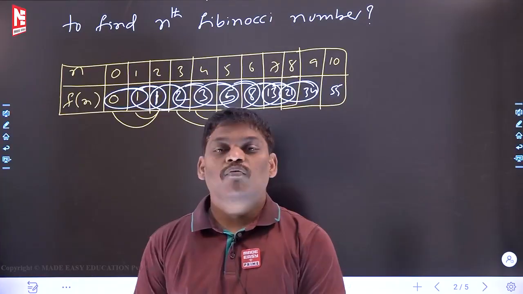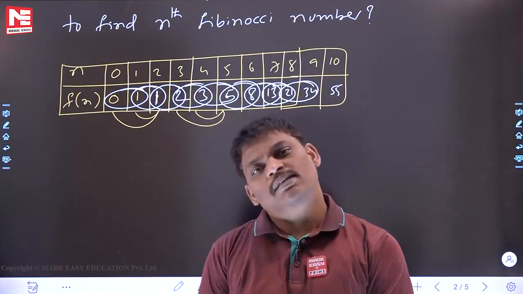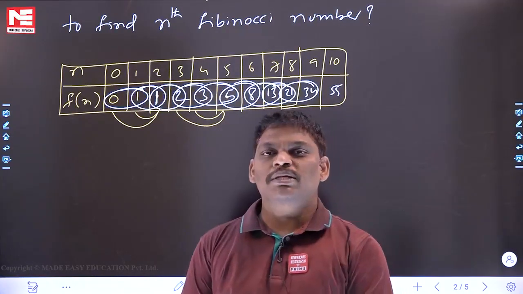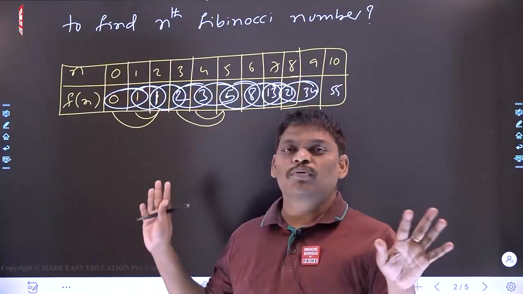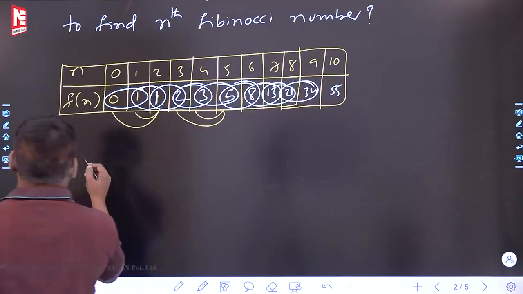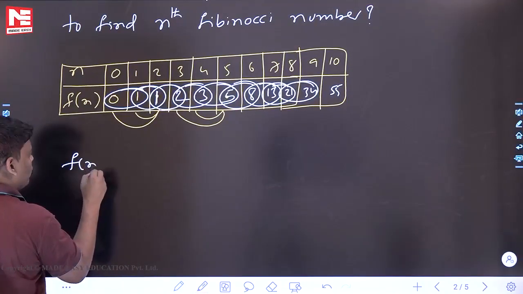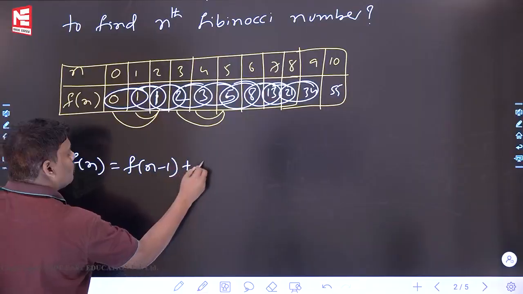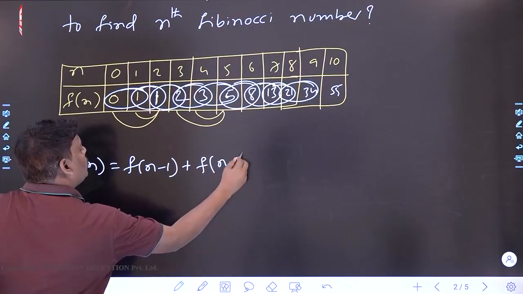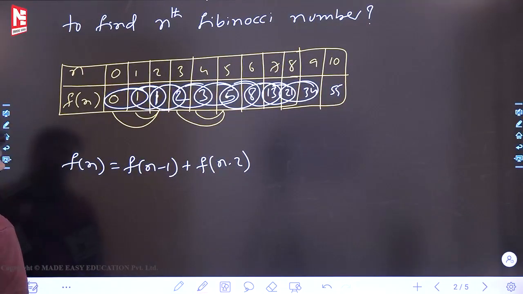If they ask you what is the Fibonacci of 48, say it the same way: Fibonacci of 47 plus Fibonacci of 46, like that. Right? If you are comfortable with whatever happened until now, now tell me, what is the Fibonacci of n roughly? Fibonacci of n is equal to Fibonacci of n minus 1 plus Fibonacci of n minus 2. The previous two things you add, you will get it.